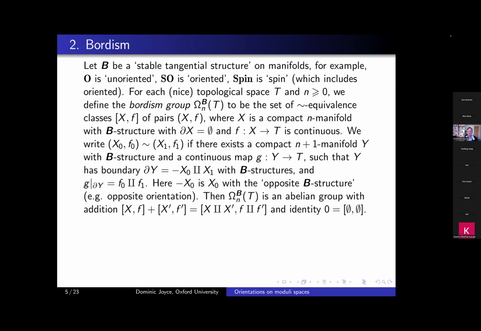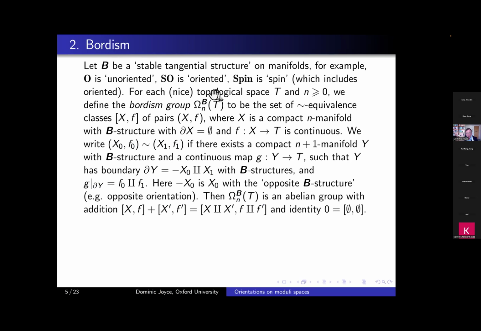So we could be talking about unoriented manifolds, or oriented manifolds, or spin manifolds, where for me, a spin structure on a manifold includes an orientation. So there's a whole bunch of different stable tangential structures, for example, stable unitary and so on. Each such tangential structure determines a flavor of bordism.